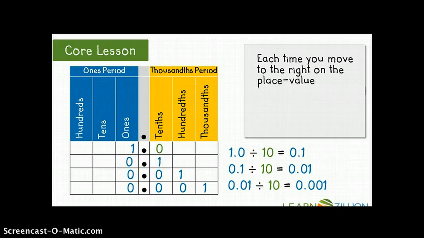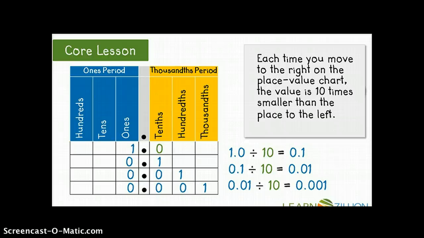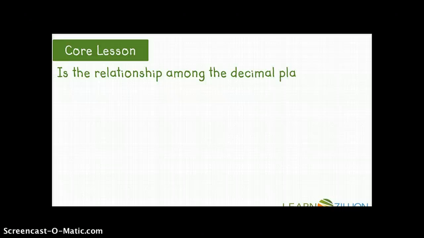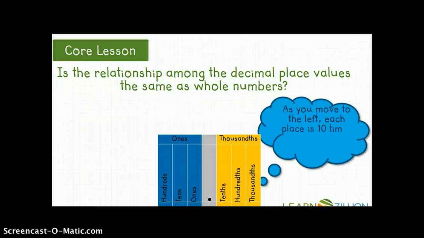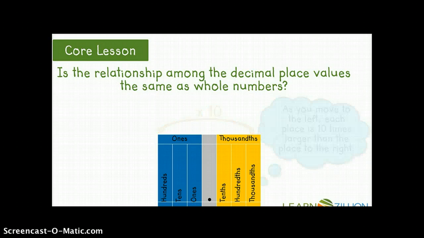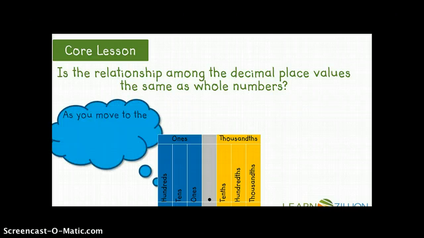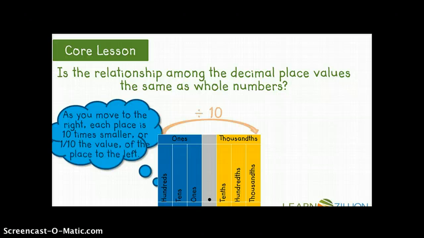1/10 is 1/10 the value of 1. 1/100th is 1/10 the value of 1/10, and so on. The relationship is the same as that of whole numbers. So in order to answer our original question of the relationship among the decimal place values being similar to whole numbers, we can see as we move from the right to the left, the value of each place is 10 times larger than the place to the right. But as we move from left to right, each place is 10 times smaller, or 1/10 the value of the place to the left. The relationship is identical.